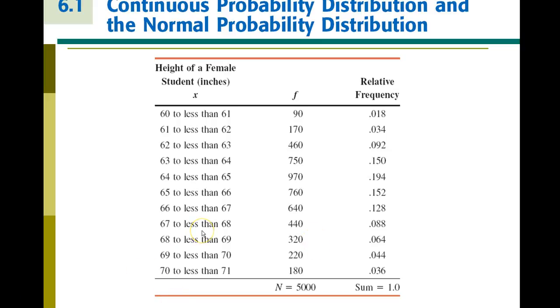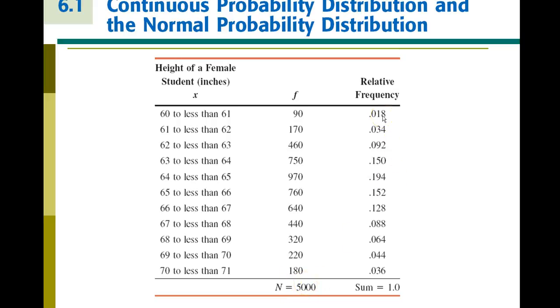So here we have a table of the heights of female students, and this is in inches, but the idea will work just as well. So 60 to less than 61, 61 to less than 62, 62 to less than 63, and so on. This is the number of female students that had heights in each of these intervals. And there were, I guess, a total of 5,000.